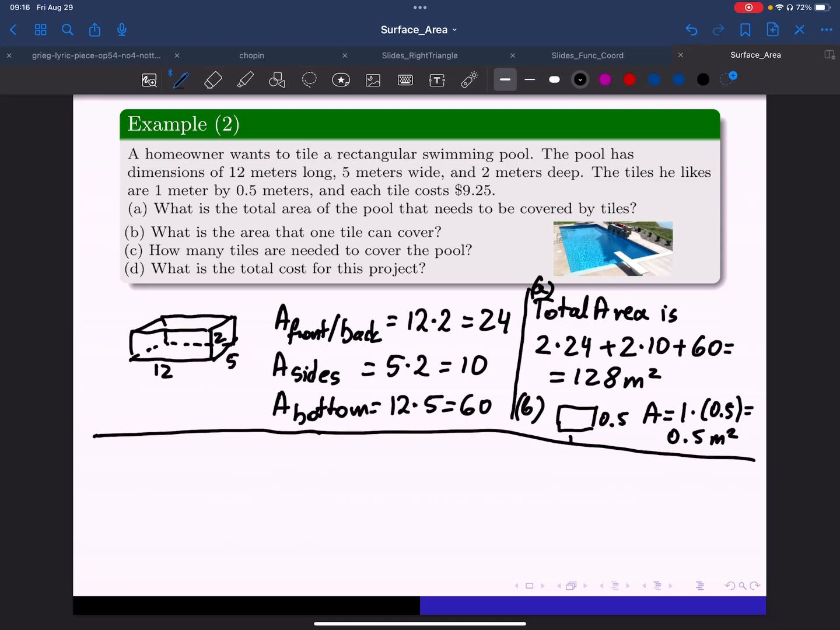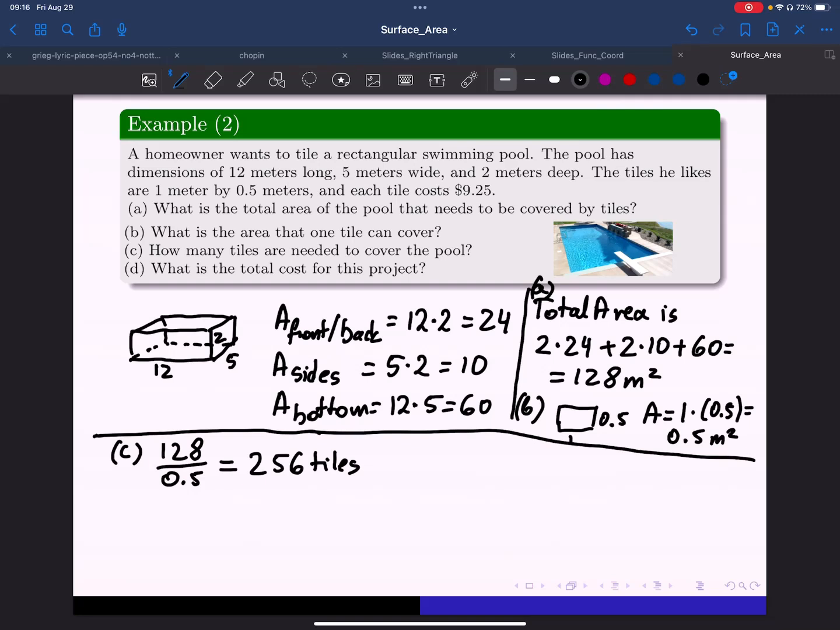Part C, to figure out how many tiles are needed to cover the pool, we're gonna use the total area and we divide by the area covered by one tile. So we're gonna have 128 divided by 0.5, and thus if you type on calculator, that gives me 256 tiles.